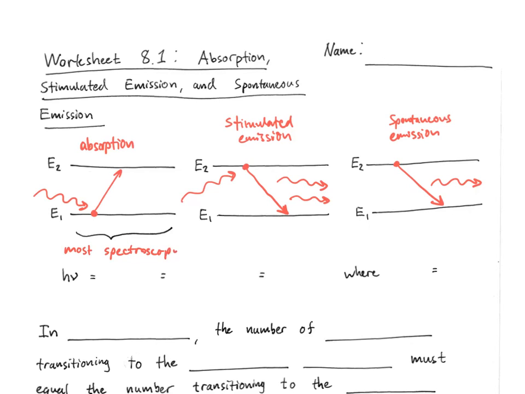And recall that most spectroscopy is absorption spectroscopy. Now remember that Planck's constant times the frequency of light is equal to Planck's constant times the speed of light divided by the wavelength. And this is equal to the absolute value of the difference in these energy levels. Another way to write this is Planck's constant times the speed of light times nu tilde, where nu tilde is 1 over the wavelength. And this nu tilde is also sometimes called the wave number.